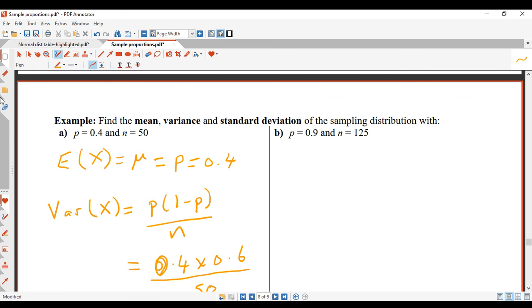Now, the other question, you can pause the video now if you want to have a go at the next question. It's exactly the same working out. You're going to start with the expected value of x, which we know is the mean, which we know is equal to P for the sampling distribution, and that's going to be 0.9.